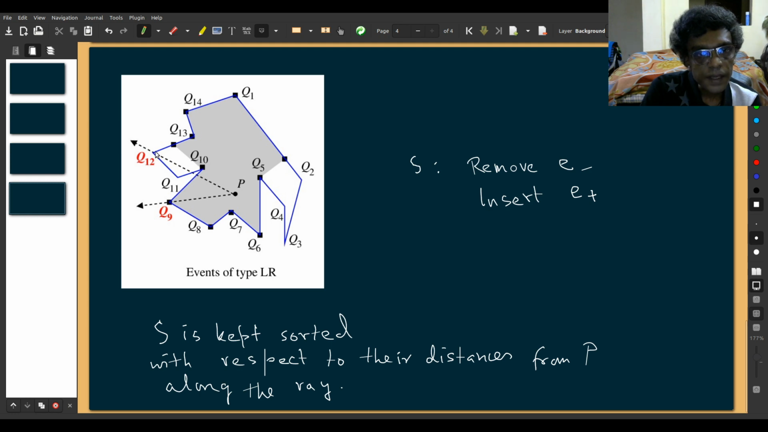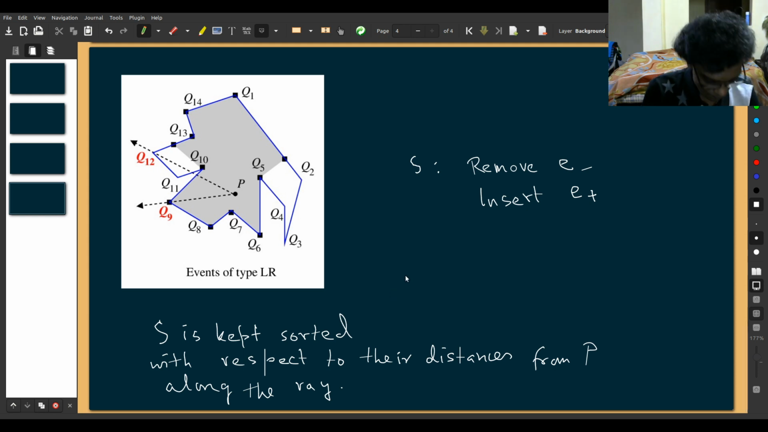On the other hand, if I am in a situation like Q12, this is also LR, but at this point, immediately after this event, there are three edges that are active. This one, Q9, Q10, Q10, Q11, Q12, Q13. It turns out that Q12, Q13 is not the closest edge with respect to this distance from P along the current position of the ray. Therefore, I will not add this point to the output polygon.